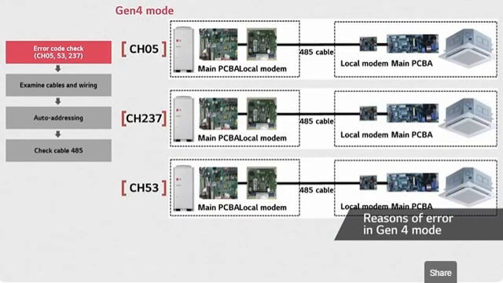As we already mentioned, CH05, 237, and 53 are communication errors. And when the IDU and ODU are set in Gen 4 mode, CH05 indicates an error between the local modem and the main PCB of indoor unit. Meanwhile, CH237 indicates an error between the indoor unit's local modem and the outdoor unit's local modem. On the other hand, CH53 occurs when the outdoor unit's main PCB does not get any signal from indoor unit.